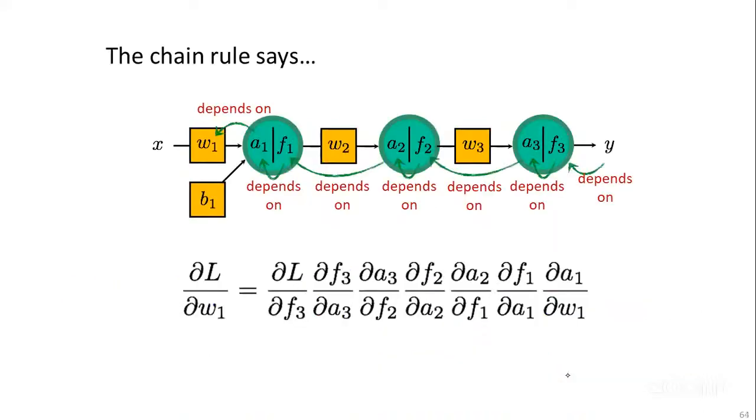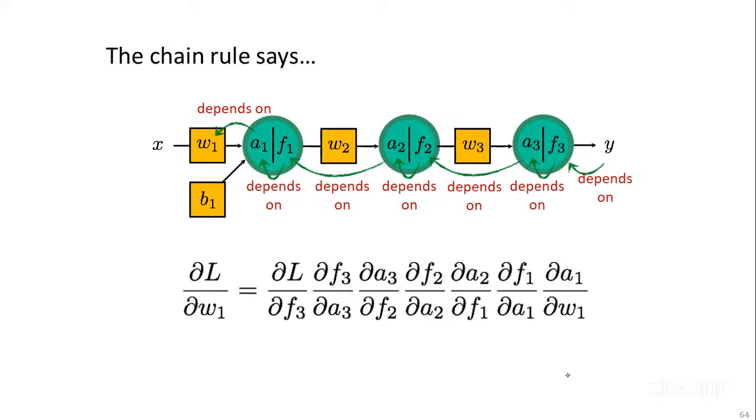Now let us again move here. So finally we reach W1. So now remember that the loss function goes to F3, F3 to A3, A3 to F2, F2 to A2, A2 to F1, F1 to A1, and then A1 to W1. But just have a look. And again, we have left W3 and W2. Why? Because we have already done this, right? This we have already calculated, right?